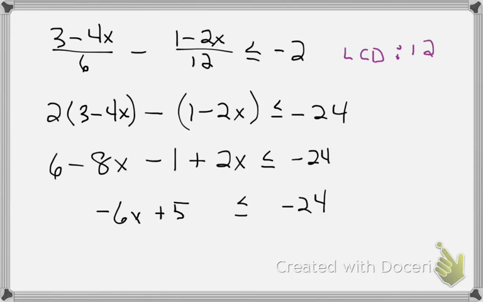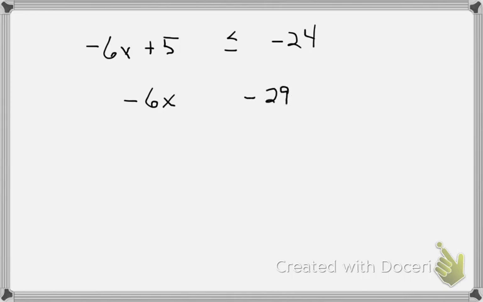All right, next up, we want to get our variable to one side. Well, this time that's actually a little bit easier than it has been before because I only have one term with an x in it anyway. So who's the only one that's got to move? If I subtract the 5 over, I get negative 6x left on the left. And on the right, negative 29. I'm going to subtract that 5 from negative 24, and I get negative 29. My inequality sign stays the same.